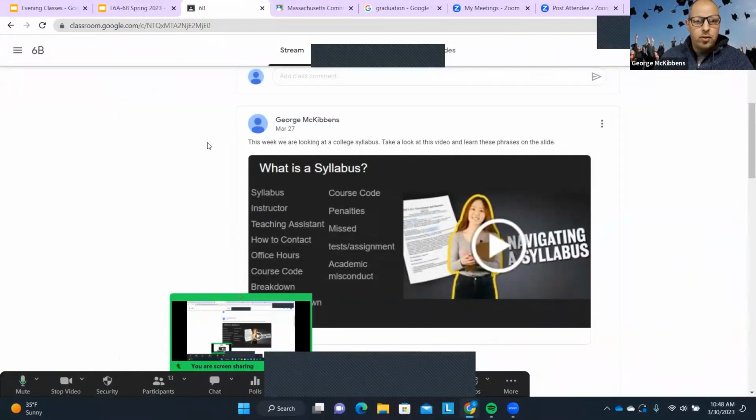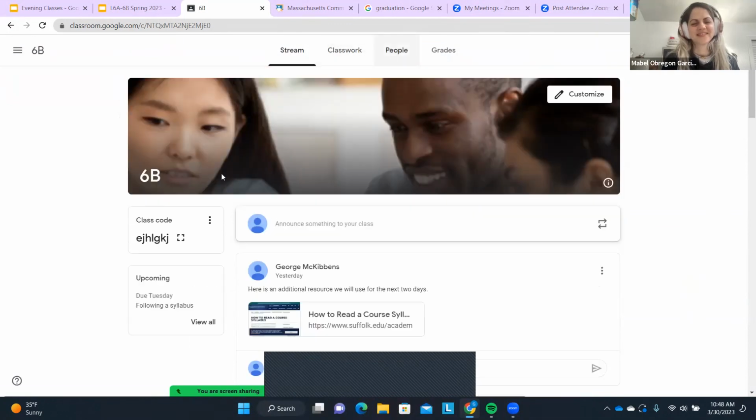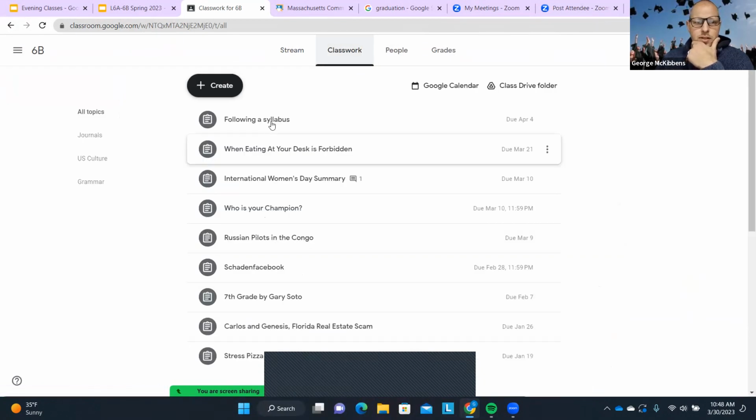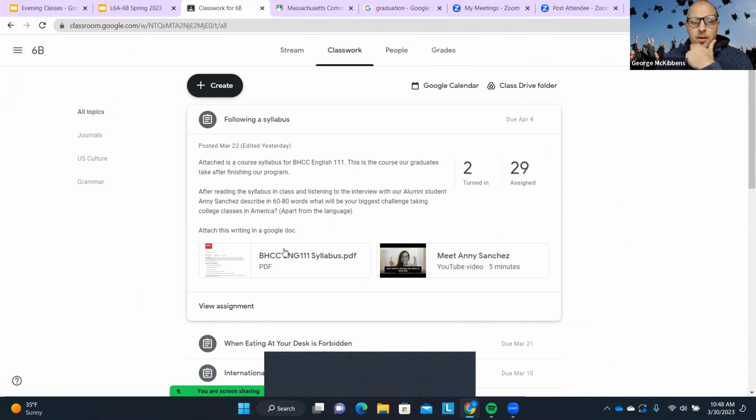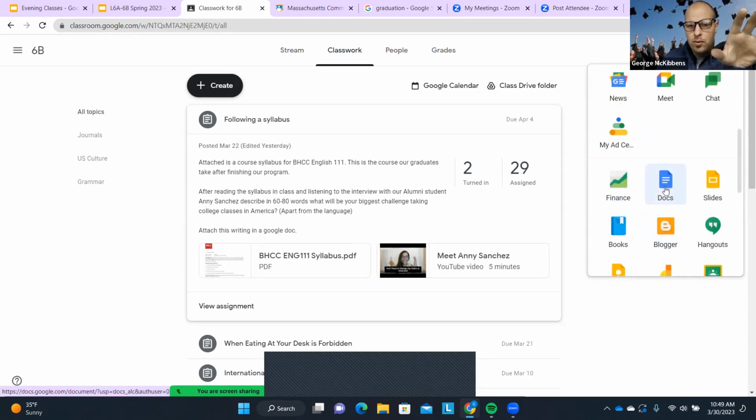So here we go. When I stop sharing and pull up the Google Classroom page, this will look very familiar for Mabel. You remember all this on Google Classroom, and you go into the most recent assignment following a syllabus. There are the instructions: after reading the syllabus, describe in 60 to 80 words, a very short writing assignment, and then attach this writing in a Google Doc. So you go into Google Docs, finish your writing, make changes, and then attach it. That's how it works when you attach a file with Google Classroom.